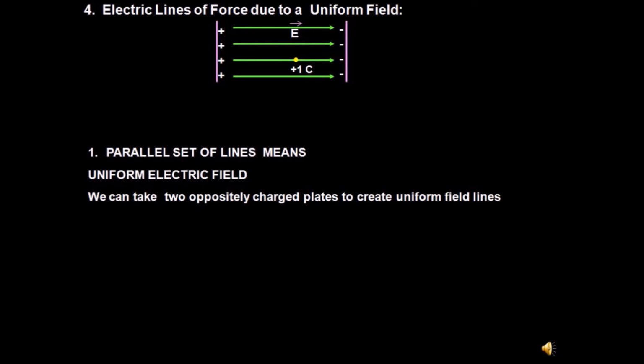For the uniform electric field, we can take two oppositely charged plates, a positively charged and a negatively charged plate. As we keep a unit positive charge in between the plates, this charge gets repelled from the positive plate and gets attracted to the negative plate. So the direction of electric field is from positive to negative plate.